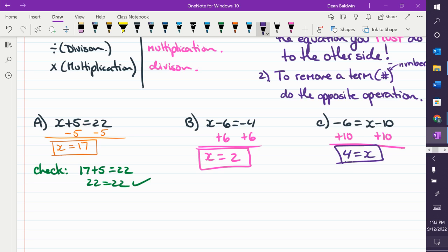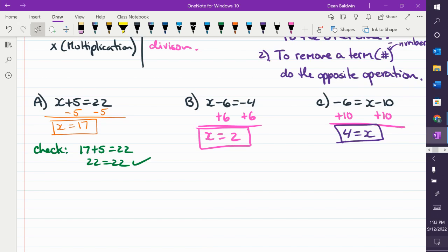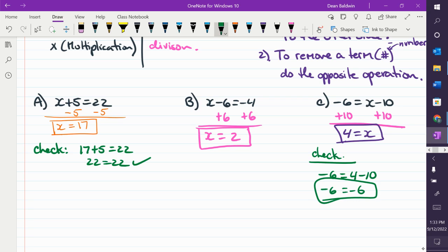And always check your answer. So I know I didn't check B, but we'll check C. So I put positive 4 in for x. So I get negative 6 is equal to 4 minus 10. 4 minus 10 is negative 6. So you know you did it right. As long as they equal, you're fine. All right? Is that okay? All right. That's addition and subtraction.